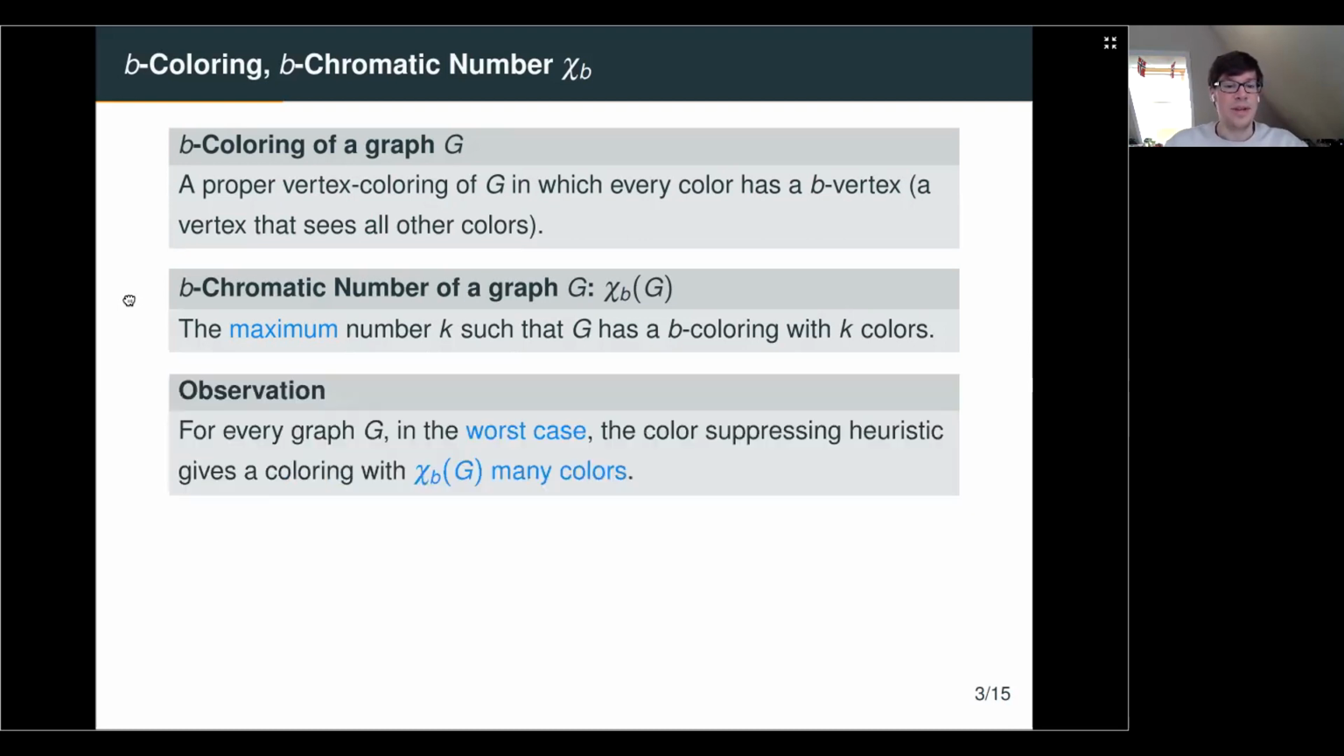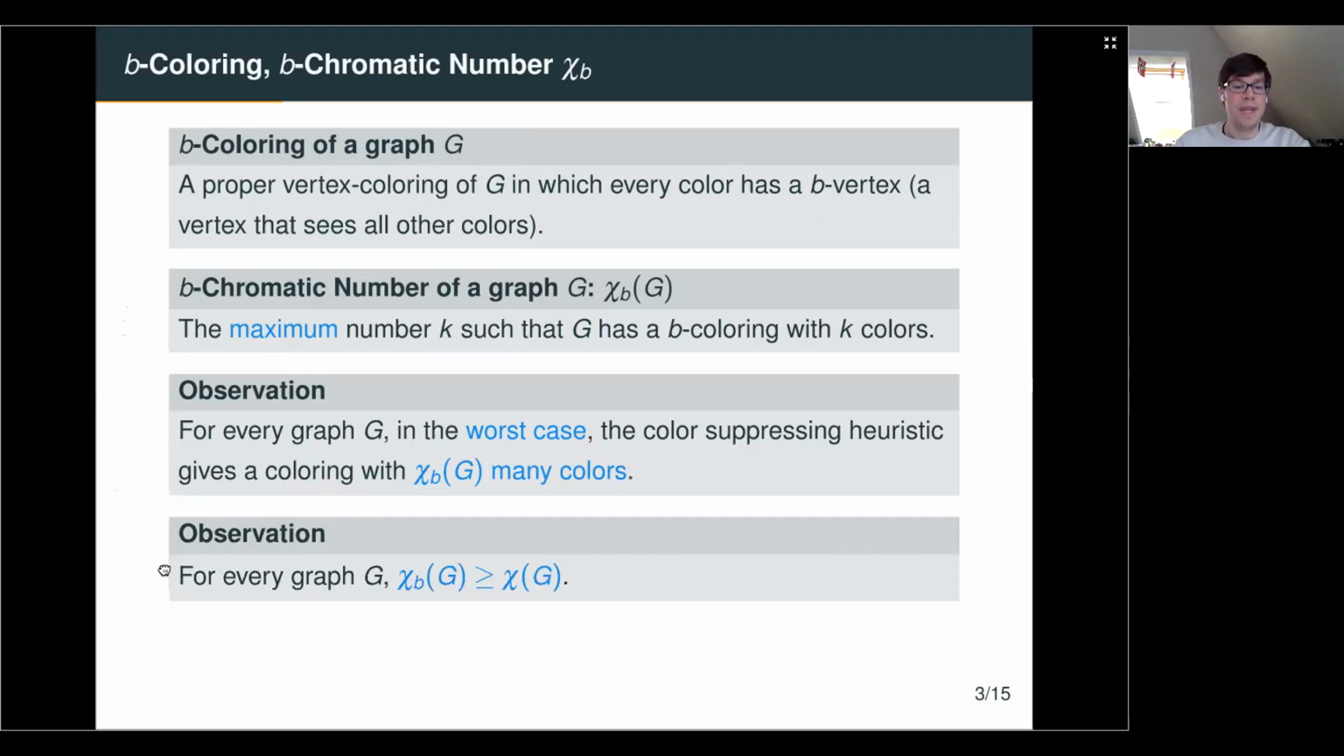And the reason for that is that if we define the B chromatic number of a graph in this way, then in the worst case, the coloring heuristic that I just described will produce a coloring with B chromatic number many colors, right? Because the heuristic stops whenever we reached a B coloring, and the B chromatic number tells us the largest number of colors that we have in any B coloring of the graph.